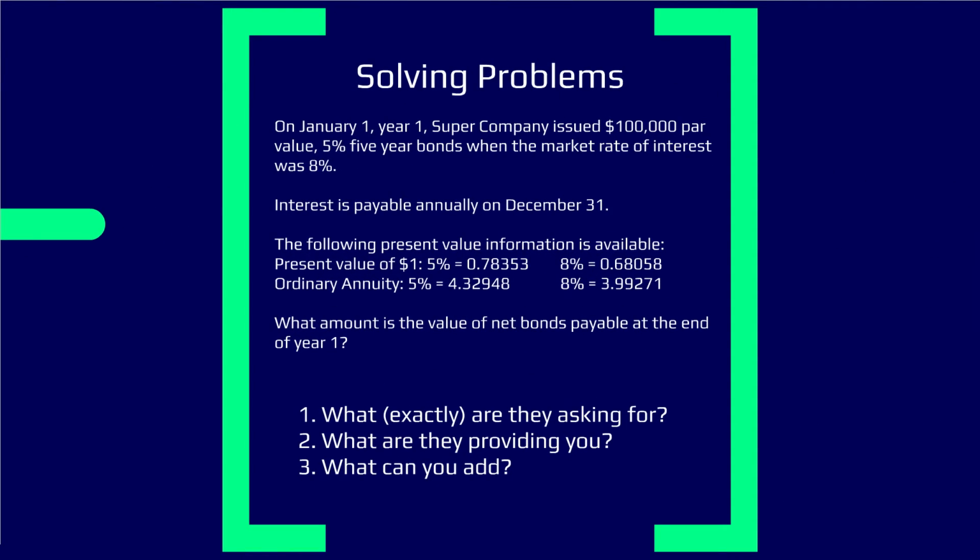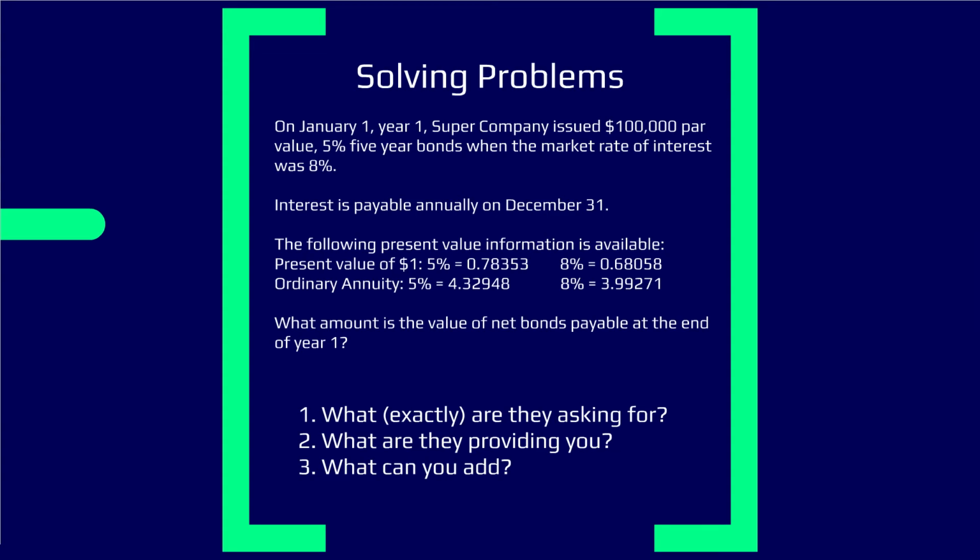So just a few points when you're solving these types of bond problems. Take a look at what exactly they're asking for. Don't get confused by them asking and giving you different information, like it's a 5-year bond, giving you 5-year factors, but then asking you the answer at the end of year one when there's only 4 periods left.